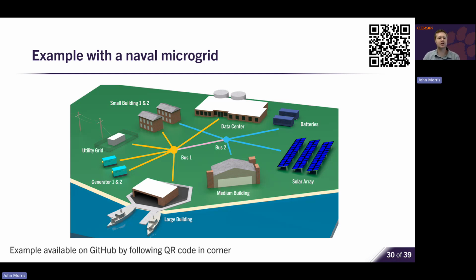You can see here in the microgrid, we have 12 different objects. We have some buildings that need power. These are our loads on the system. We also have things that can produce power, solar cells, batteries, generators. We also have the utility grid, which may or may not be connected at any given moment to our microgrid.